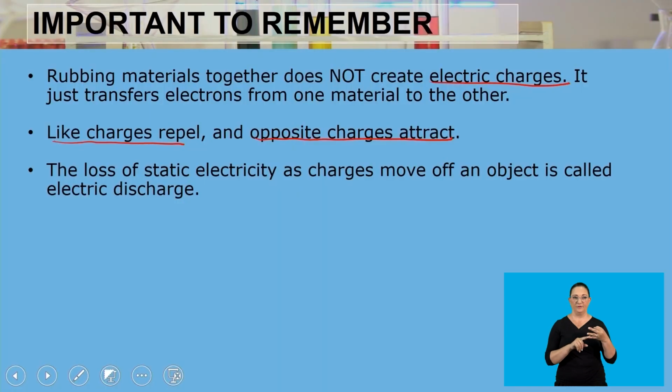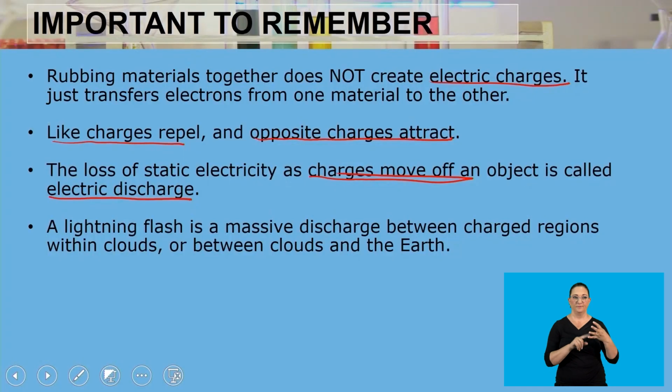In addition to that, we always need to remember that the loss of static electricity as charges move off an object is called an electric discharge. So whenever the loss of static electricity occurs, as we are losing the static electricity as charges moving off an object, that process is called the electric discharge.